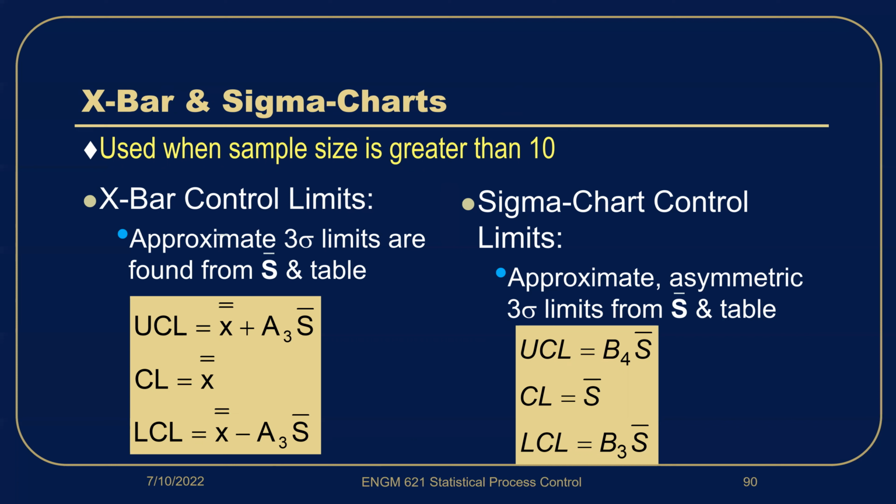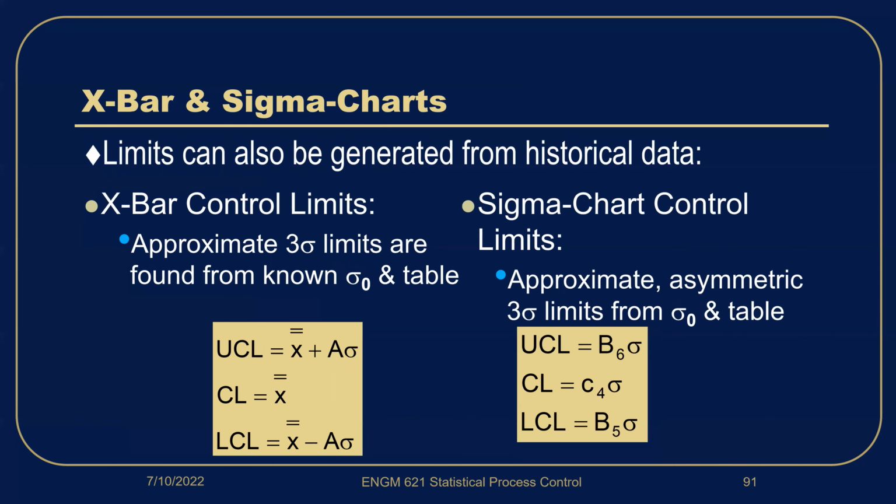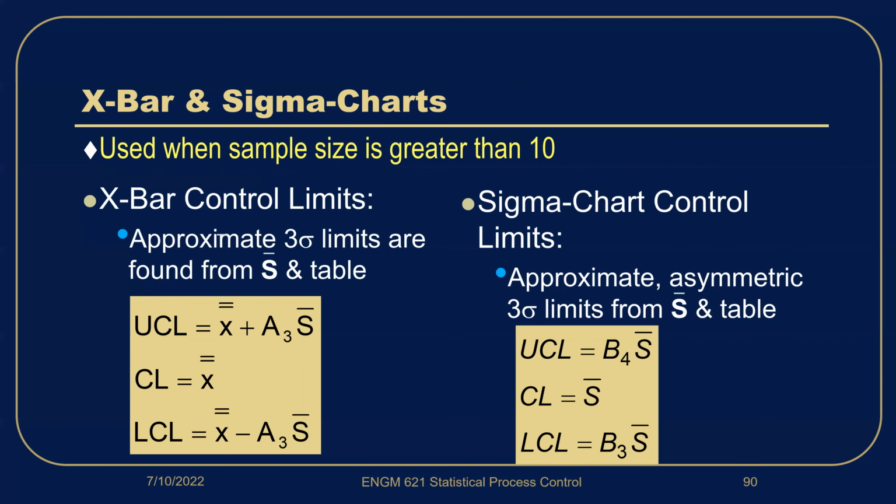And there are 2 situations. Situation 1, if we do not know the standard deviation of the process. What we have is some samples, and we can use the samples to get some sample standard deviation S bar. Then we can use the equations here to calculate the control limits of X-bar chart and sigma chart. Again, only if we use the 3 sigma control limits can we use Appendix 6 to look up the factors A's and B's based on the sample size.